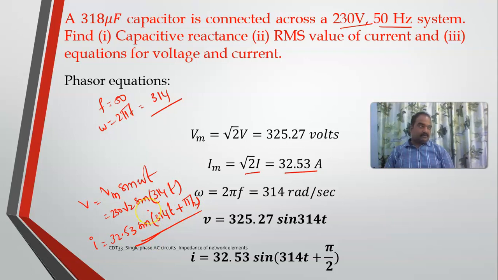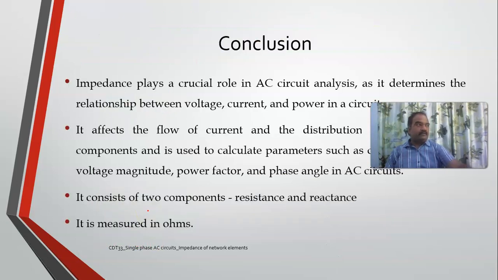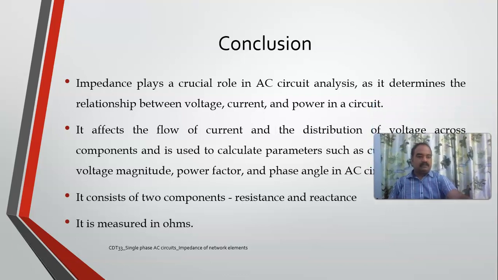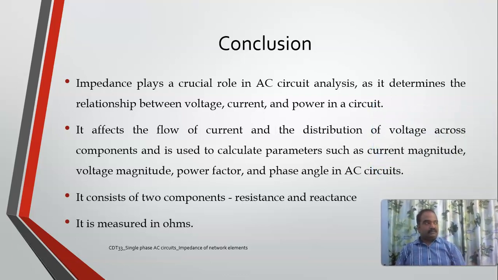Okay, so I hope you have understood now. See the conclusion. Impedance plays a very crucial role in AC circuit analysis. And the impedance offered by resistance, inductance and capacitance varies. For resistance, it is not dependent on frequency, whereas for inductance and capacitance, it is dependent on the frequency. An impedance consists of two components, resistance and reactance, and it is always measured in ohms.